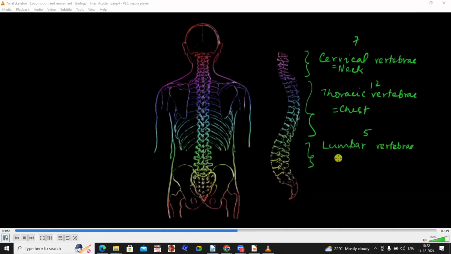5 in number, and lumbar relates to loin. So loin is the lower abdomen region. So that's what the lumbar vertebrae support. That's why they call it the lumbar vertebrae. And below the lumbar vertebrae, we have this white bone, and this is the sacrum. There is just one vertebra. It's the sacrum.